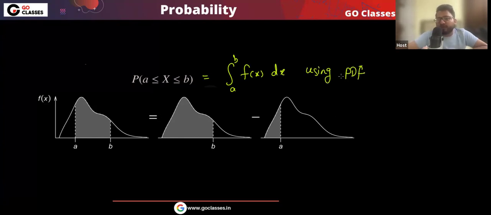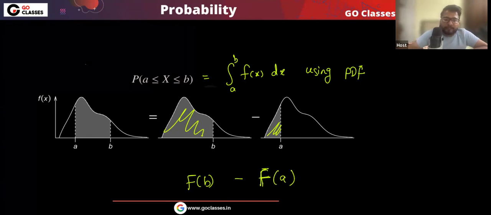But using the CDF, can you do it? If you have the CDF, then you can find out the whole area from the starting. CDF is always from the starting, remember. So from the starting, you can find out the whole area till A, and then you can subtract, isn't it? So it will be capital F of B minus capital F of A.